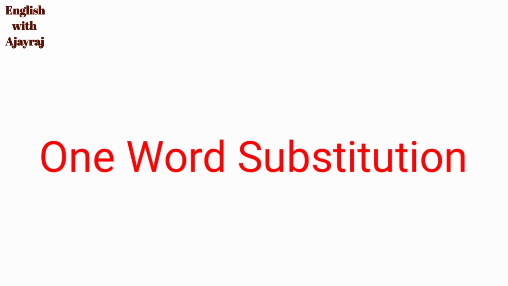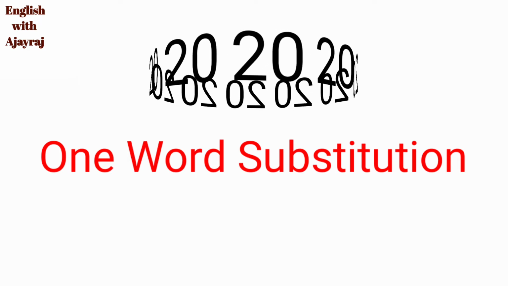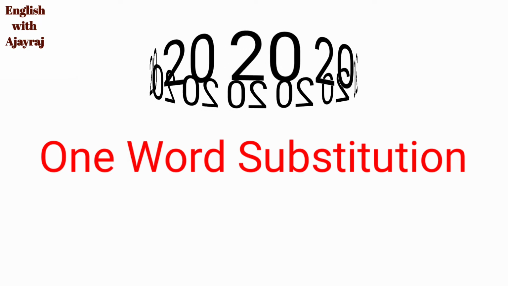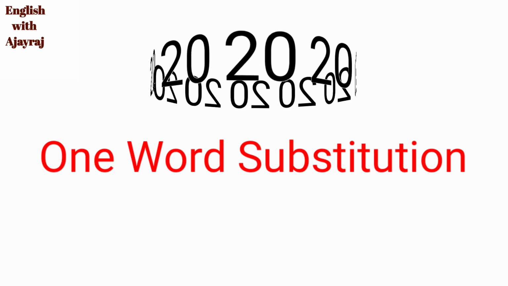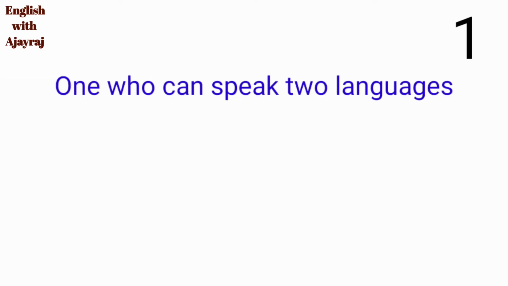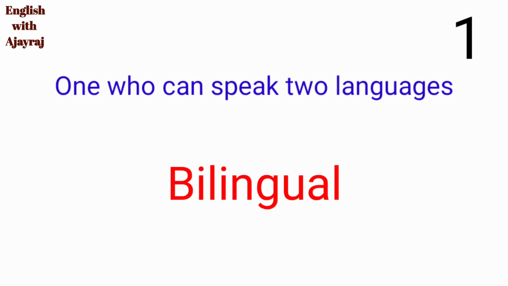In today's video lesson, I am going to share 20 such words that you can use instead of using 4 to 5 words. These are also called one word substitution. So let's start. Number 1 is one who can speak 2 languages. Bilingual.